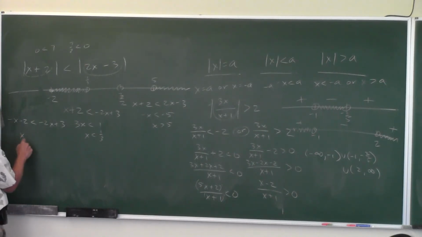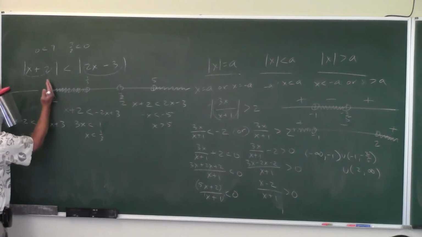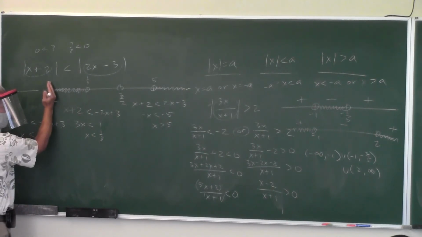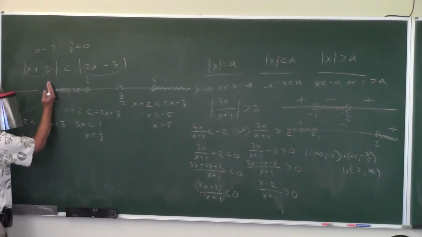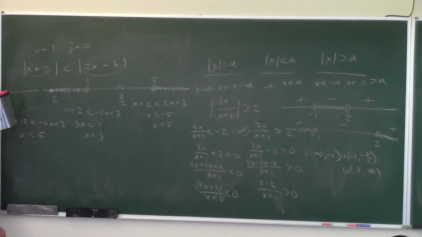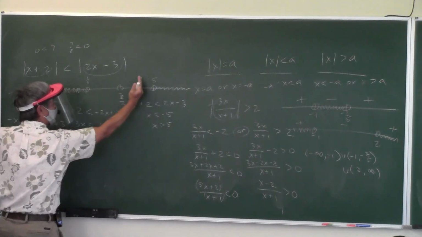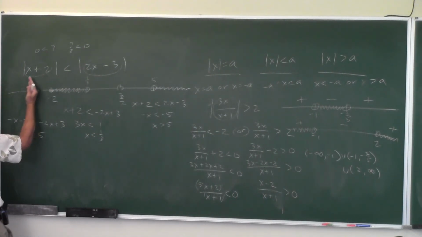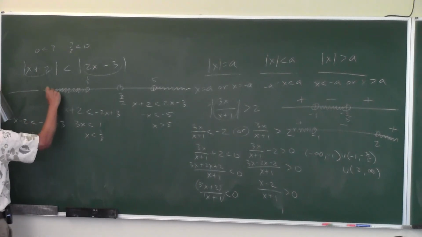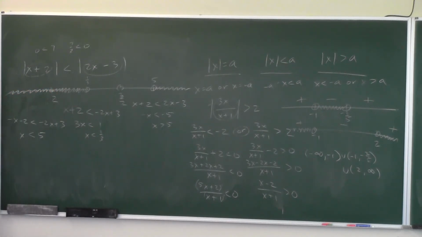Anyway, x is less than 5. How do you graph x is less than 5 only on this interval here? It would be the whole thing, that's right. Some of you are going, what? Because how do you graph x is less than 5? You put 5 on the number line, which is here, and then you go to the left like this. But you're only graphing it here, so therefore it's the whole thing.